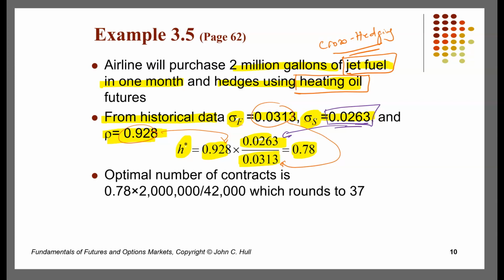futures that are needed to protect those gallons, the 2 million gallons of jet fuel, and then find the number of contracts accordingly. So the optimal number of contracts is simply going to be equal to what we had earlier, which was a one-on-one, and to find the number of contracts on a one-on-one, all we did was divide the quantity that needed to be hedged by the size of the contract. But now, because we need to make that adjustment, we're also going to be multiplying that by the hedge ratio. And so that is going to round up to about 37.